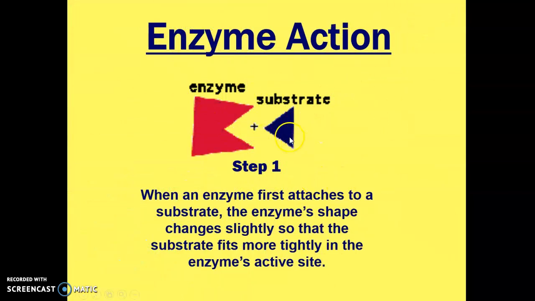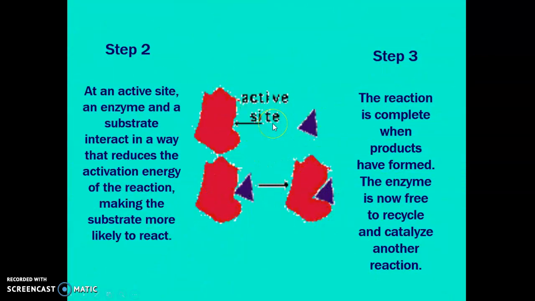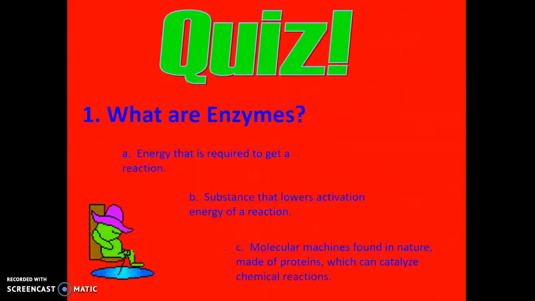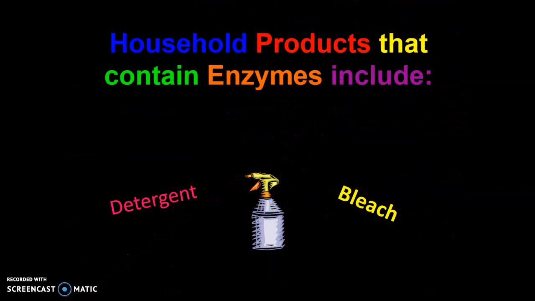Here's another picture. Step 1, we have the enzyme and the substrate. And the enzyme is going to change a little around it so it fits just right, just like when you stretch on a pair of gloves. And there we see the active site, and we see the substrate when it squeezes in. There are some things you use, detergents, bleach. Those are things that you have around the house that contain enzymes.